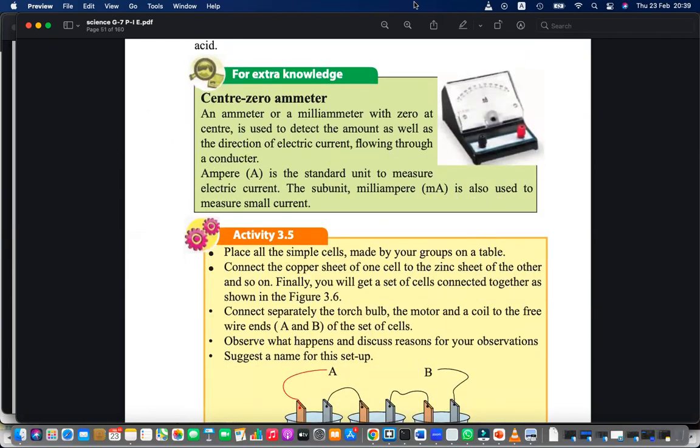Center zero ammeter, I said this. Center zero ammeter, or center zero galvanometer. The idea is basically because we don't know the direction of current initially. Direction of current, the anode, the cathode. We will recognize where's the anode, where's the cathode. That is true.